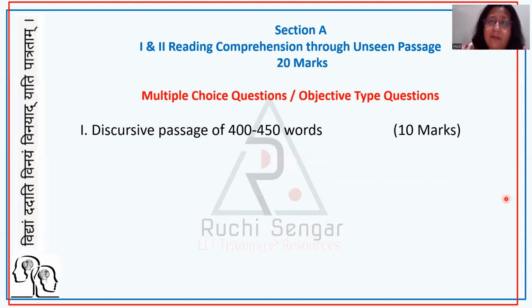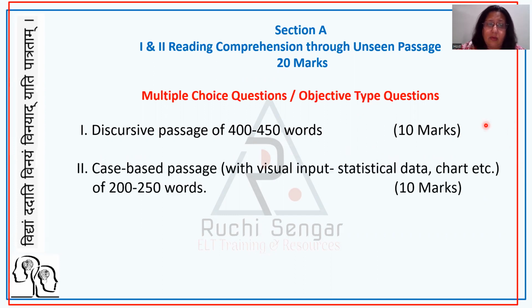Discursive passage, 400 to 450 words, 10 questions, 10 marks, 1 mark each question. Okay. So there is no choice. All right. Then you have case-based passage, visual input, statistical data, chart, etc. And then 200 to 250 words, this remains the same, 10 marks. No choice. So if they get it right, they get it right. If they get it wrong, it's wrong. So out of 20, if a child gets 15, that's 5 marks knocked off.